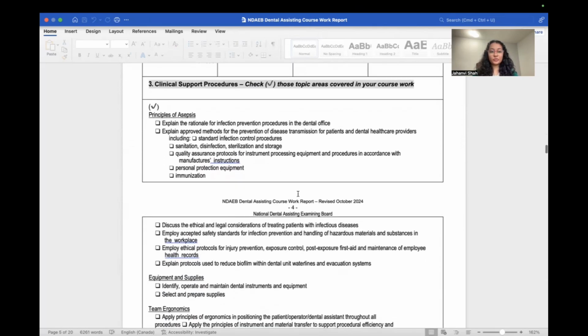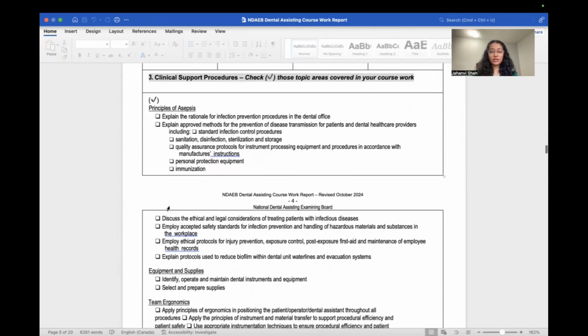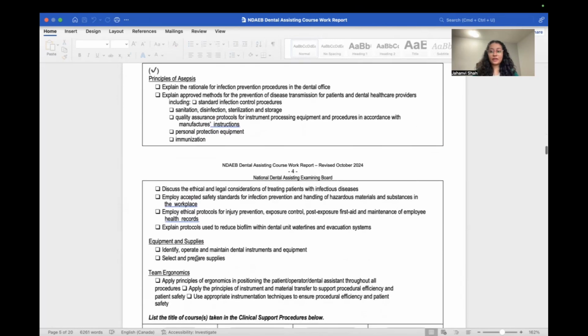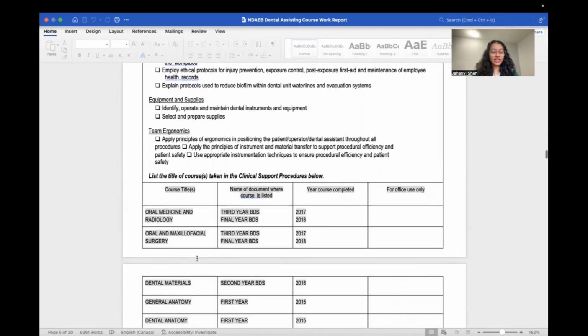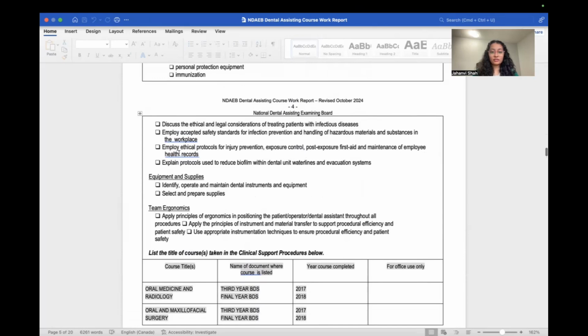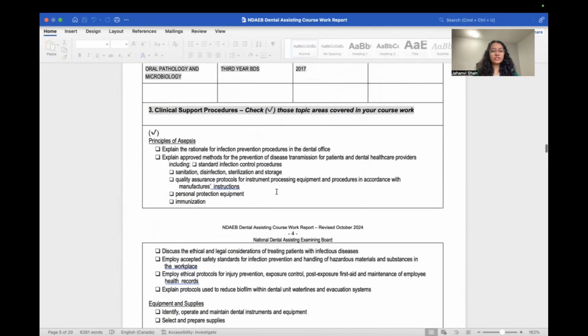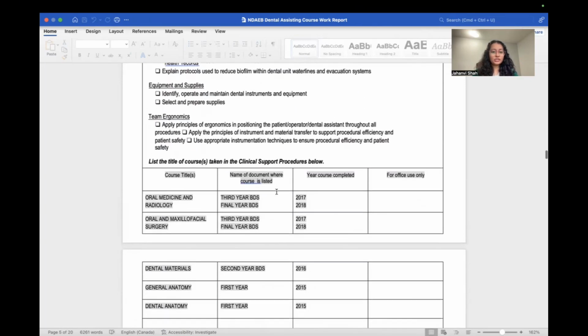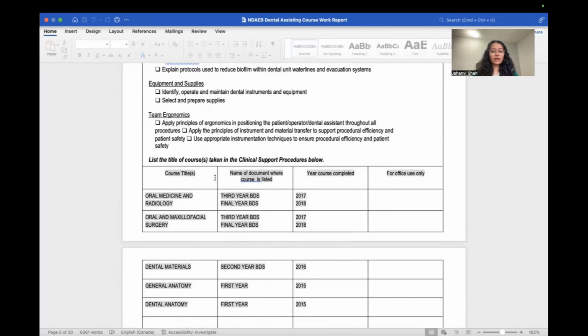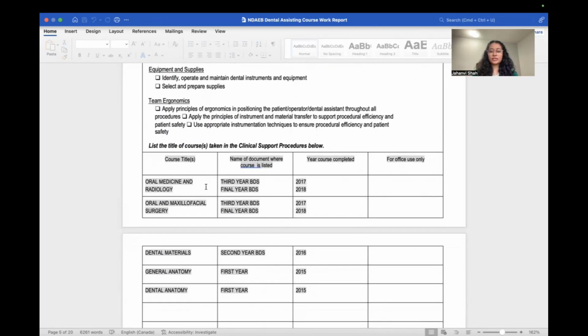Now comes the clinical support procedures. You just have to make sure they are ticking all the boxes here, which you have done back home. Once I do that, I am gonna just go over everything: identify and operate dental instruments and equipments, apply principles of ergonomics, how to work with the patient in which chair position, explain protocols to reduce biofilm, sanitization, and the other points. Now, all of these, when I go back, I saw that I read them somewhere in oral medicine and radiology. Now, these subjects were taught to us both third year and final year, so I put them both here.